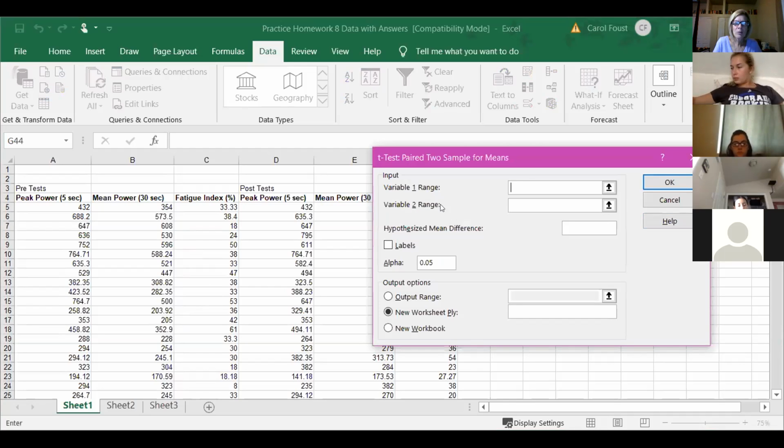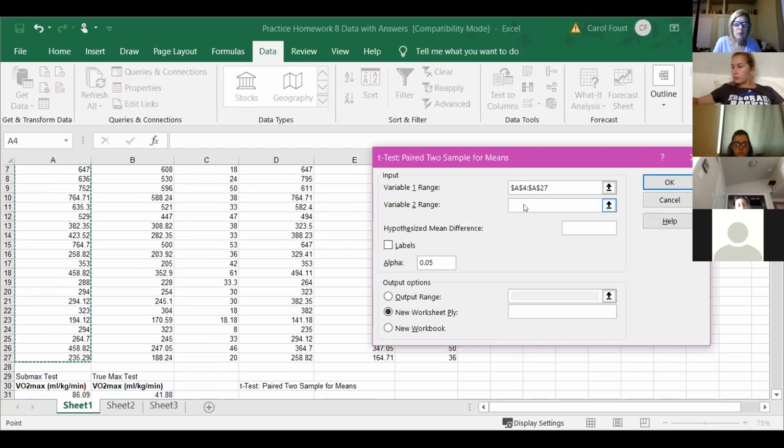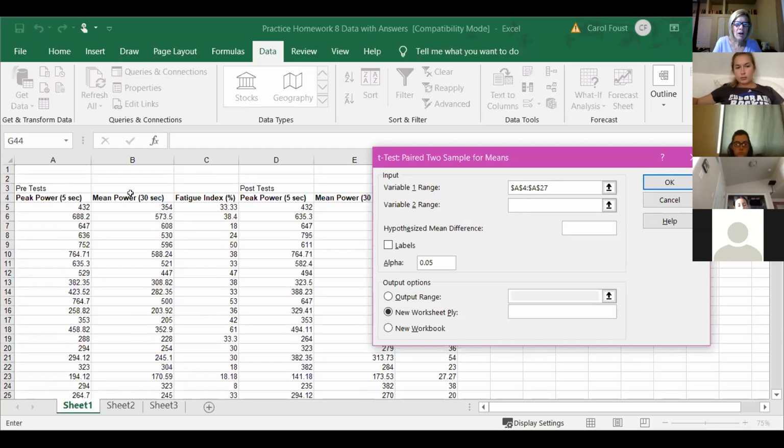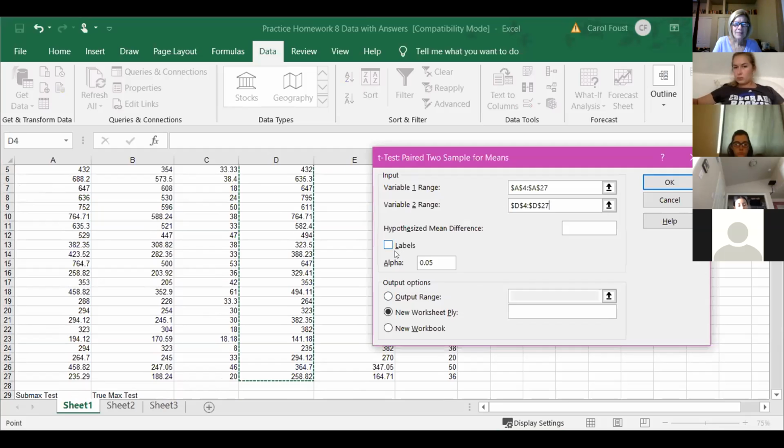Okay, so our variable range 1 is going to be our day 1 peak power measures, so we're going to pull those. Our variable range 2 is going to be our day 2 peak power measure. I left the labels in. You tell it where you want to put it, and then you hit OK.